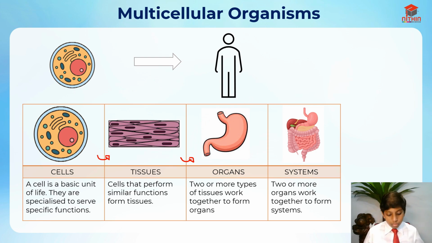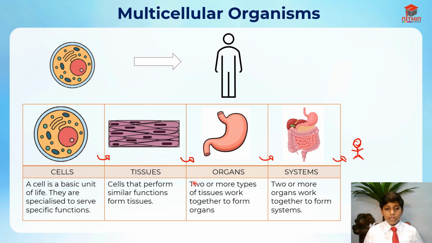And from organs, we move on to systems. Same thing. 2 or more types of organs actually work together in order to form systems. And now that we have systems, many of these systems actually join together and form the human. Yay, this is a human. So many systems join together and form the human.